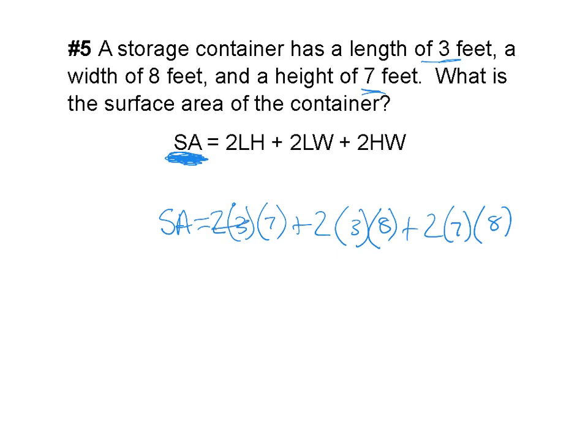2 times 3 gives us 6. 6 times 7 is 42. So this whole chunk is 42. Plus 2 times 3 is 6, times 8 is 48. That whole chunk is 48. Plus 2 times 7 is 14.